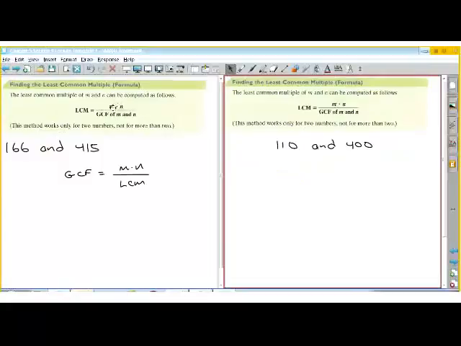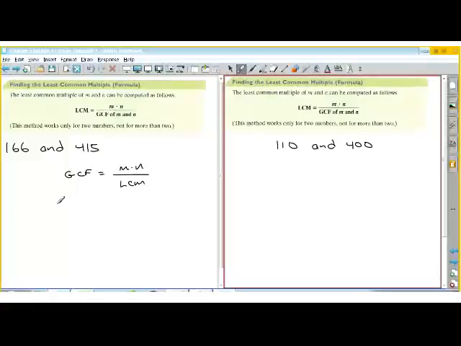Okay, before we finish here, I just want to cover this last little bit. There's one last thing you do. To get the lowest common multiple, you take the two numbers and you divide by the greatest common factor. So if you already have the greatest common factor, you can find the least common multiple easily.